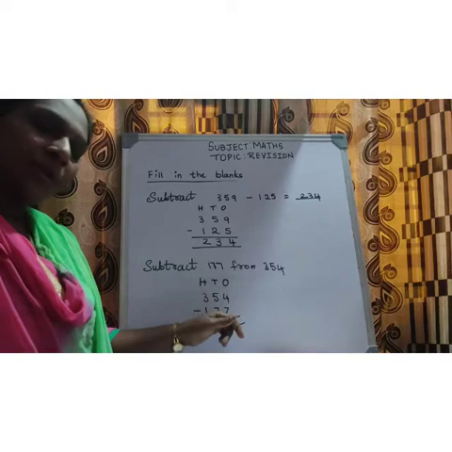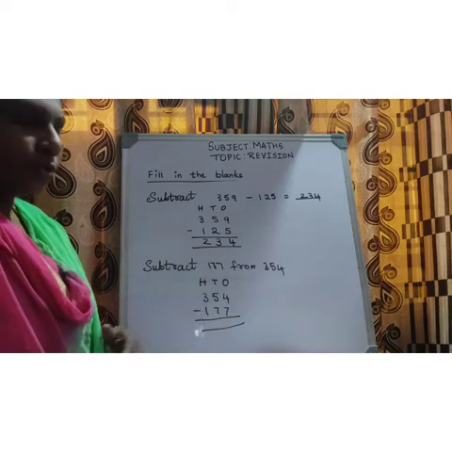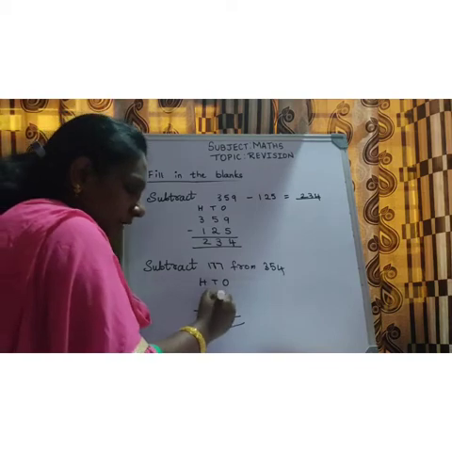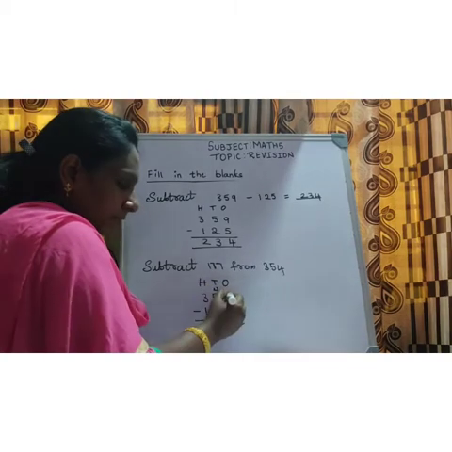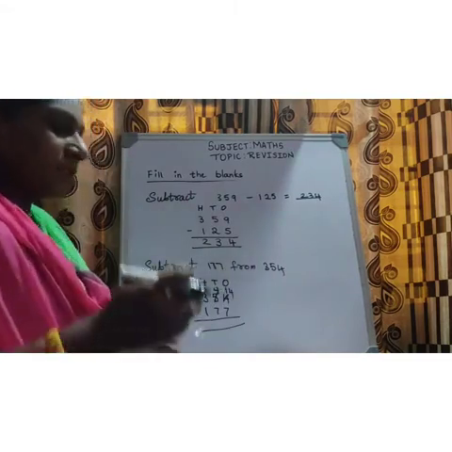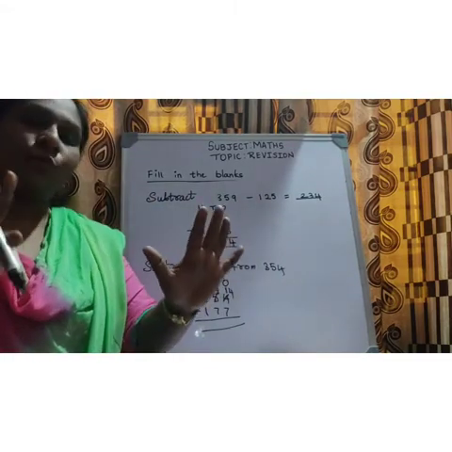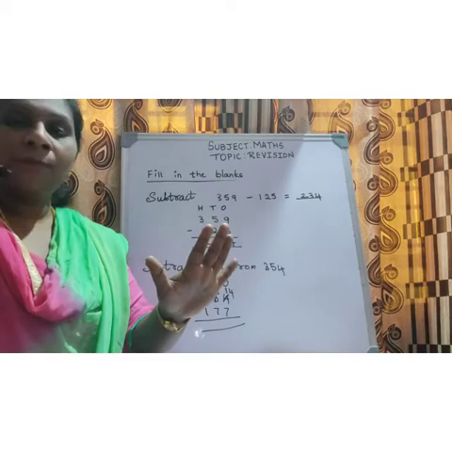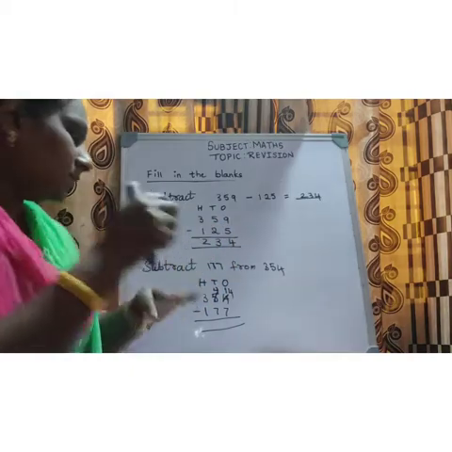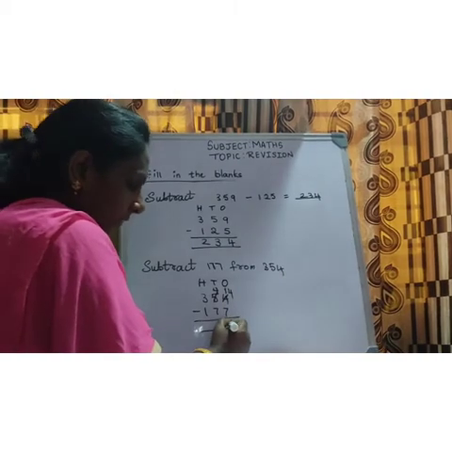From 4, can you take 7, children? No. So what you should do? You should borrow 1. So when you borrow 1, here it will become 4 and here it will become 14. So 14 minus 7. 14 in your mind, 7 show it in your finger. Before 14: 13, 12, 11, 10, 9, 8, 7. So 7 is the answer.